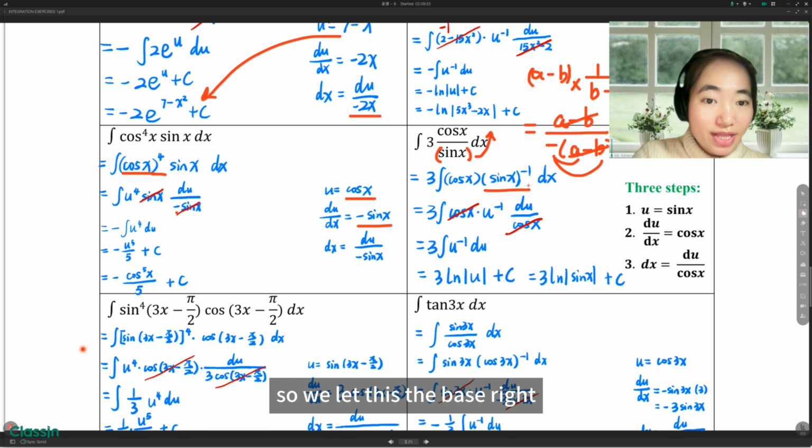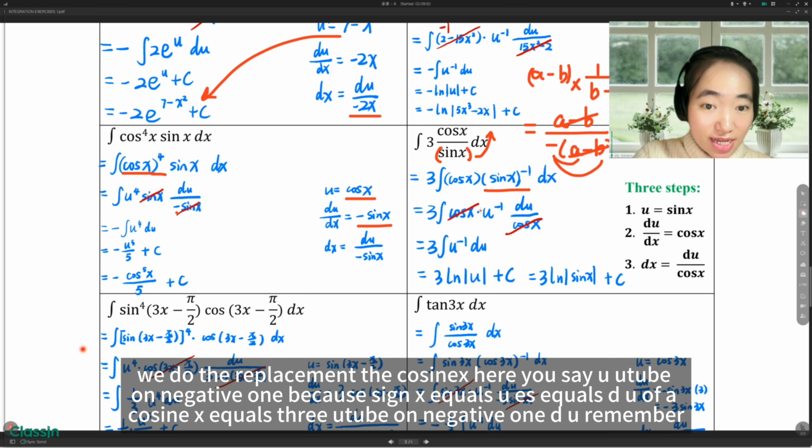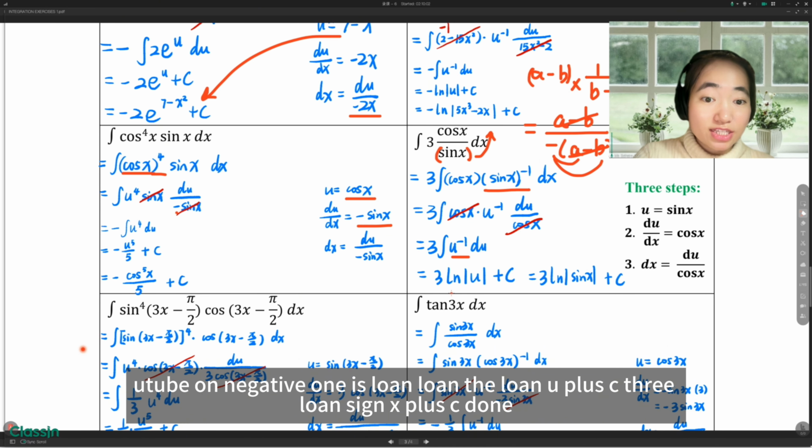Okay, so we let the base be u. The base sine x is more complicated than negative 1. So u equals sine x, du over dx is cosine x, dx equals du over cosine x. Now we do the replacement. So cosine x here, this is u to the power negative 1 because sine x equals u. Dx equals du over cosine x, so we get 3 u to the power negative 1 du. Remember, u to the power negative 1 gives ln. So 3 ln u plus c, which is 3 ln sine x plus c. Done.